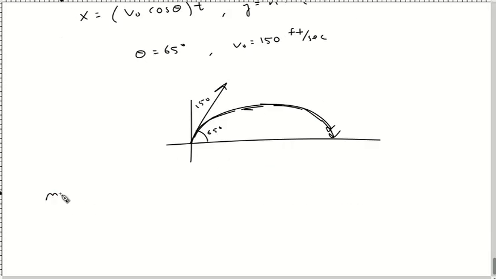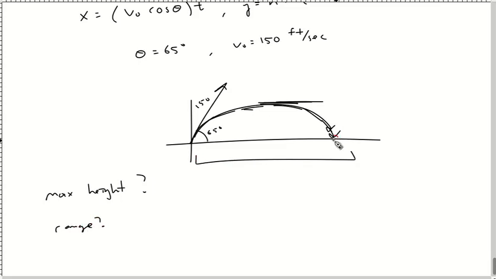So they're going to ask for max height, and that's going to be right up here. So how tall does it get? They're going to look for the range, and the range is how long it was. So basically, what x value do you have way out here? And then there's other things that they're asking for, but they all kind of exist from the graph. Well, guess what you can do?